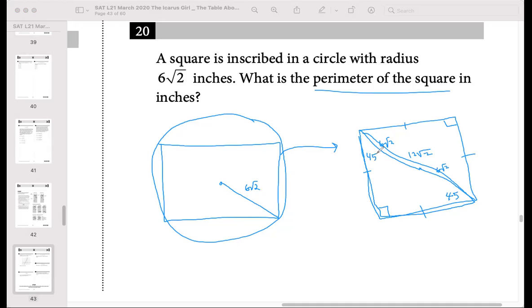And in the reference information at the start of this SAT section, it lets you know that the side lengths of a 45, 45, 90 triangle are in the relationship s, s, s root 2. So if the hypotenuse of this triangle is s root 2 equals 12 root 2, then we know that s is 12. So the length of the sides of the square is 12. And what are they asking? What's the perimeter? There's 4 sides. 4 times 12 is 48.